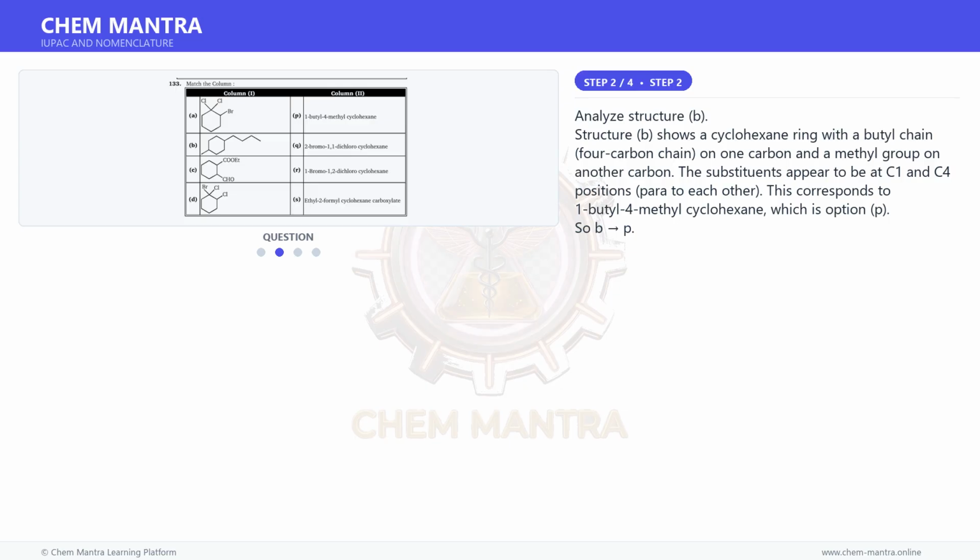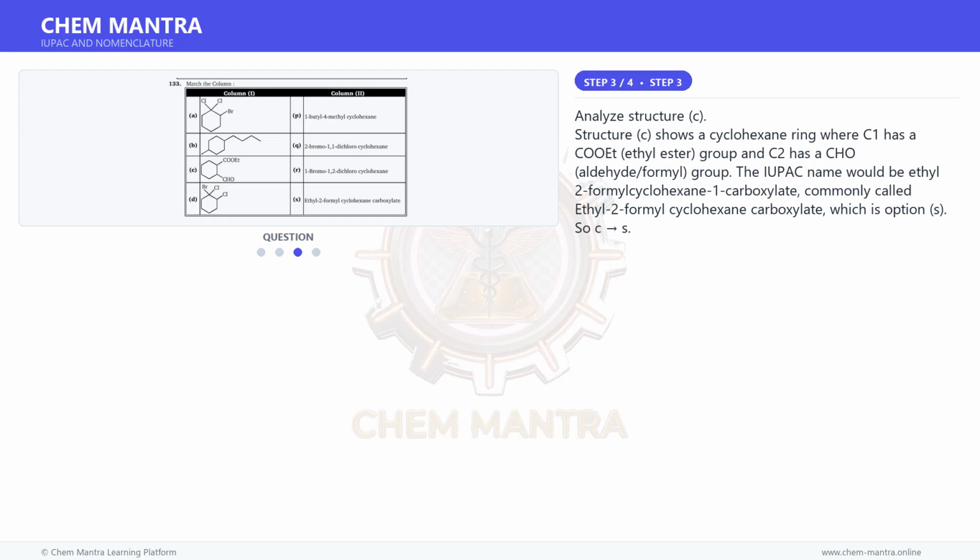Analyze structure B. Structure B shows a cyclohexane ring with a butyl chain, a 4-carbon chain, on one carbon and a methyl group on another carbon. The substituents appear to be at C1 and C4 positions, para to each other. This corresponds to 1-butyl-4-methylcyclohexane, which is option P. So B matches P. Moving on to the next step.